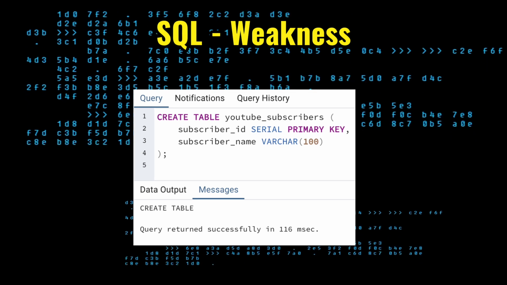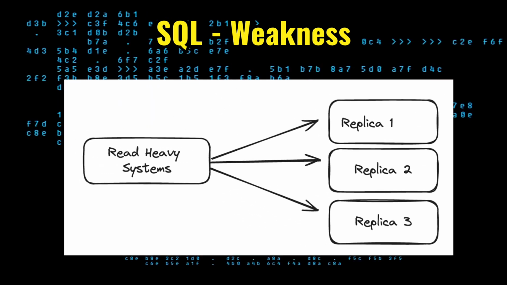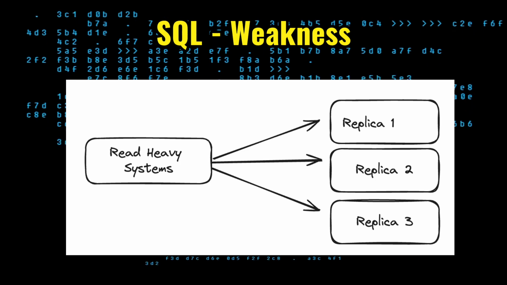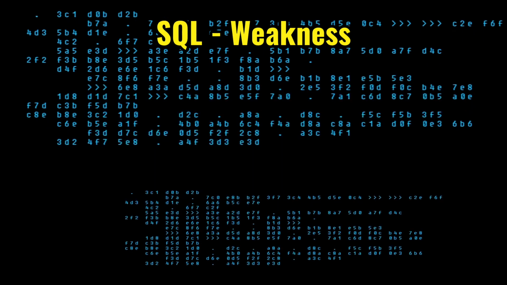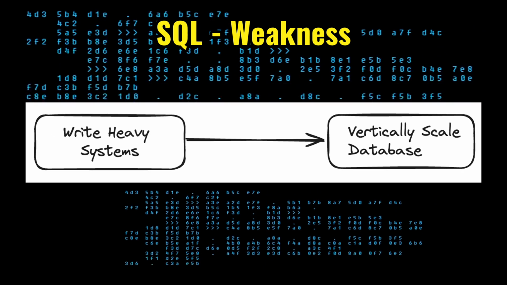Secondly, SQL databases are difficult to scale horizontally because of their relational nature. For read-heavy systems, it is straightforward to provision multiple read-only replicas, but for write-heavy systems, usually the only option is to vertically scale the database up, which is generally more expensive than provisioning additional servers.